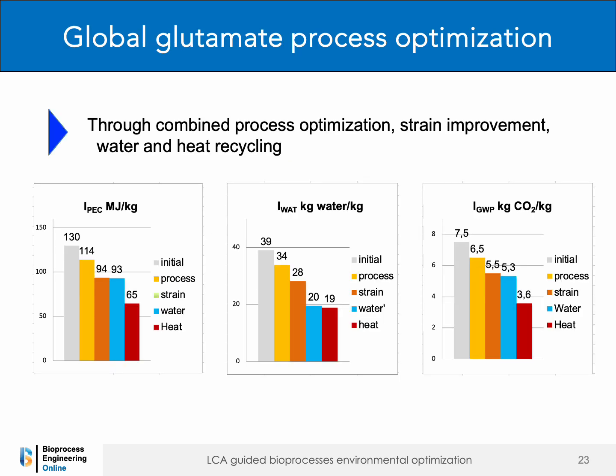In conclusion of this case study, examining environmental optimization of the glutamic acid production process, the implementation of 4 key strategies: process optimization, strain improvement, water and heat recycling, stands out as highly effective in reducing the process's environmental footprint. When employed together, these strategies can achieve a remarkable reduction of up to half in the 3 impact indicators of primary energy consumption, water consumption, and global warming potential.